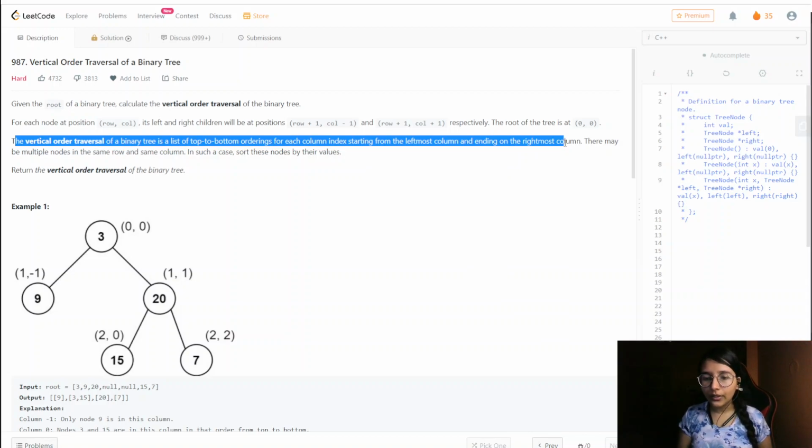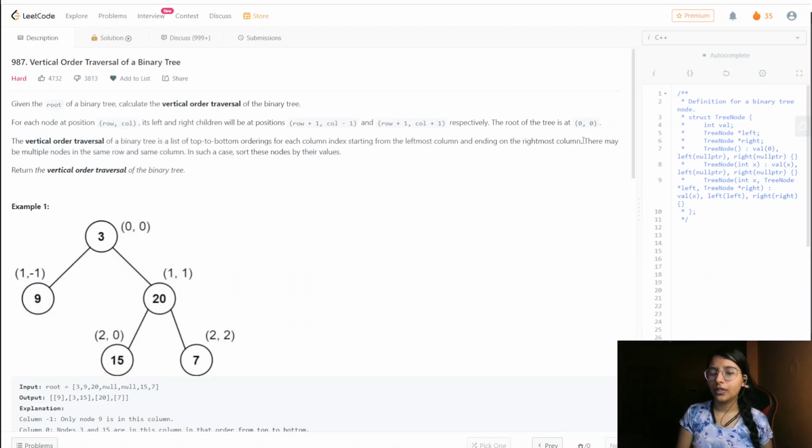So what we are required to do is start from the topmost row. In that topmost row we'll check what is at the leftmost side, and then we'll go to the middle and then we'll go to the right. And that is what we are required to do in this vertical order traversal. Not the level order, just vertical order traversal.